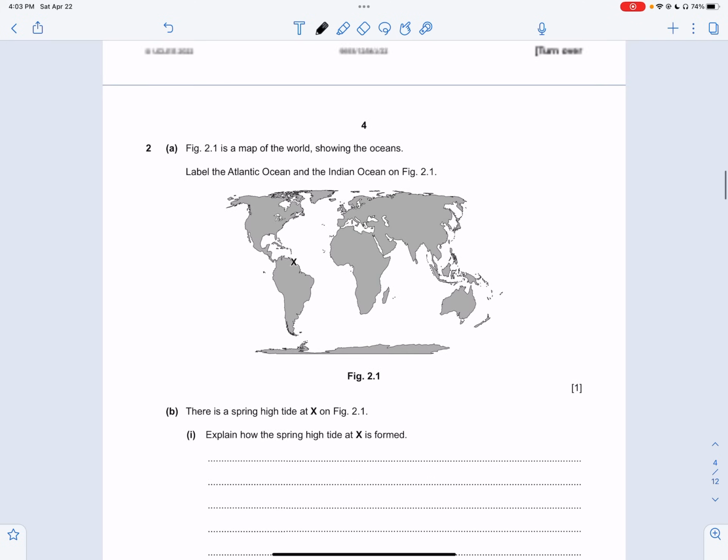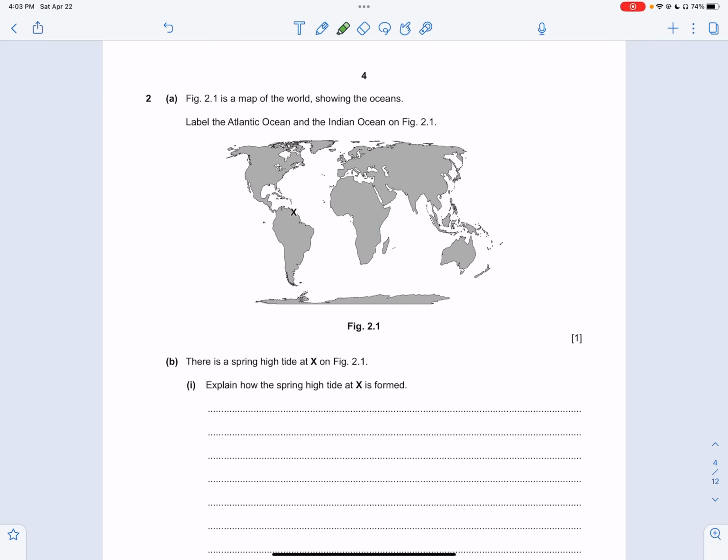All right, watch out for this one. I would have missed it if I hadn't seen that bracket. So there's a question. It's not just a statement. Map of the world showing the oceans. Label the Atlantic Ocean and the Indian Ocean.